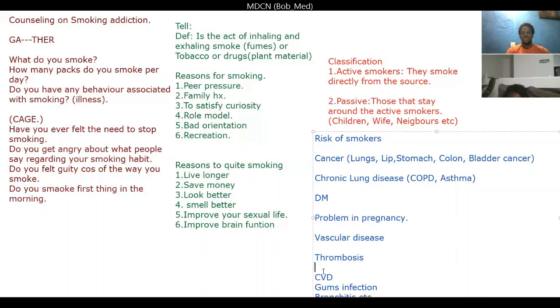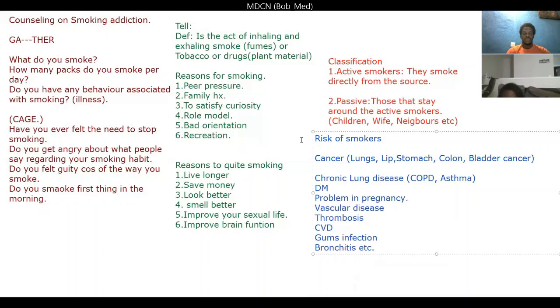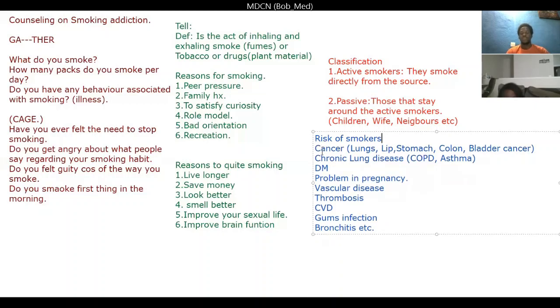So you see how dangerous somebody who smokes could be. So you have to explain the risks. These are risks for someone who smokes, so you have to tell the patient. And after explaining all this to the patient, you also need to explain what to do if the patient is ready to quit smoking. So the other part we're going to talk about is quitting smoking. Do you understand? I believe you understand everything I've explained here, doctor.